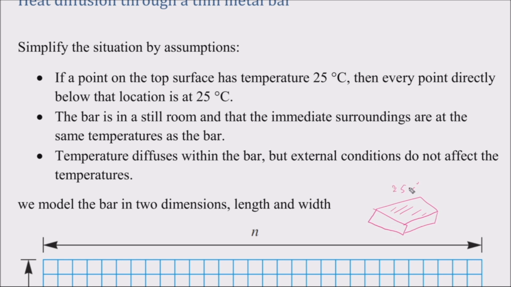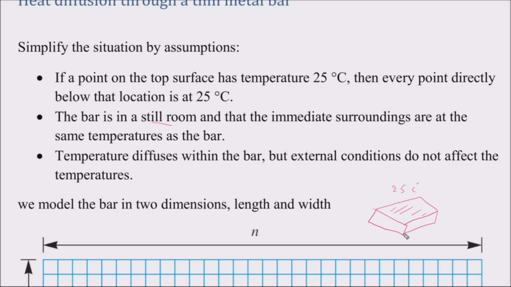So surrounding, if it is a room temperature, if it is still in the room temperature, immediate surroundings of this guy is also same as this bar. So that is the source. If you have some room temperature, or the object in a room temperature, it will be the same as the room. That's what it says. Okay, and we'll talk about the surroundings. Immediate surroundings are at the same temperature. That's what it is. Right, temperature diffuses within a bar, right?